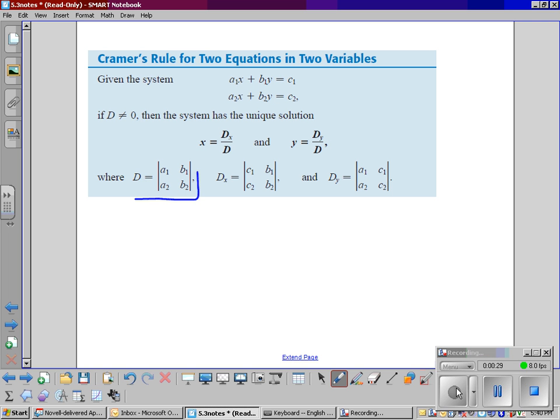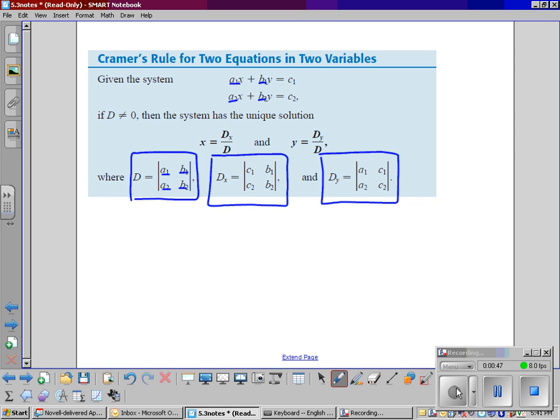If we have two variables and two equations in our system, then we need three determinants to solve it. The first determinant is made up of the coefficients. Notice A1, A2, B1, B2. Those are our coefficients of x, our coefficients of y. So that gives us determinant D. Now we need determinant D sub x. What I've done is I've kept the y's, but in the x column, the x coefficients are going to be replaced with C1, C2, which are the constants.